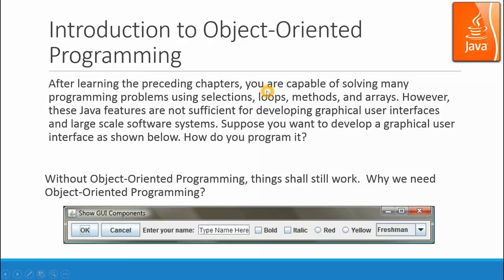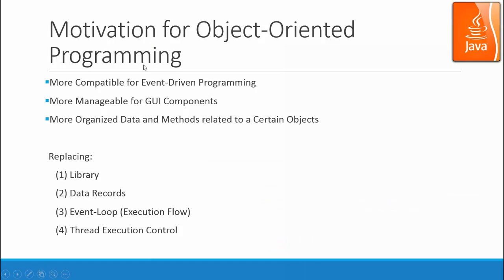After learning the preceding chapters, you are capable of solving many programming problems using structural programming, selection, loops, methods, and arrays. However, these Java features are not sufficient to develop a graphical user interface and a large-scale software system. Suppose you want to develop a graphical user interface shown below. How do you program it? You cannot follow one instruction, say I can only click OK, you cannot click Cancel. You cannot do that. Say you can only click a button and you cannot click these radios. So that's why we need object-oriented programming. Object-oriented programming is more compatible with event-driven programming, more manageable for GUI components, more organized with data and methods related to certain objects, replacing libraries, replacing data records, and including the event loop, and it enables thread execution control.